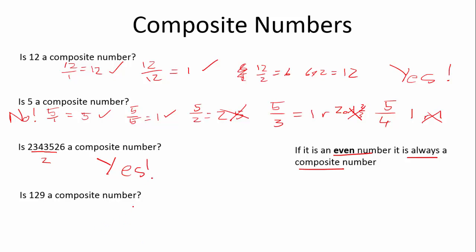Is 129 a composite number? Okay, let's try 129 divided by 2. 64.5, no, that's not good enough. Let's try 129 divided by 3. 43. That works perfectly. So yes, 129 is a composite number.